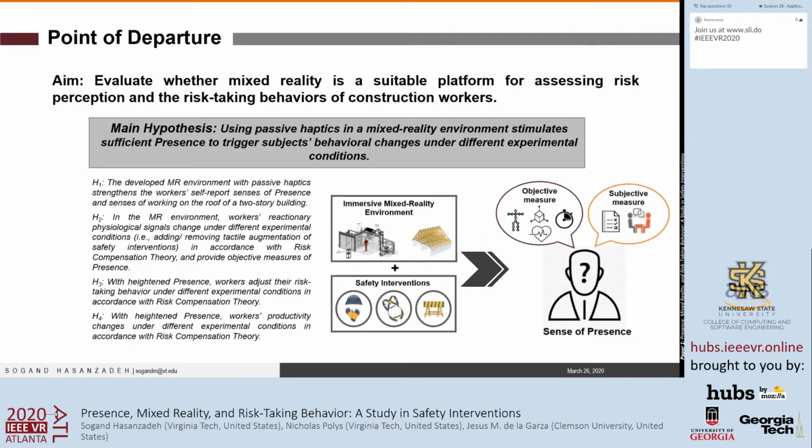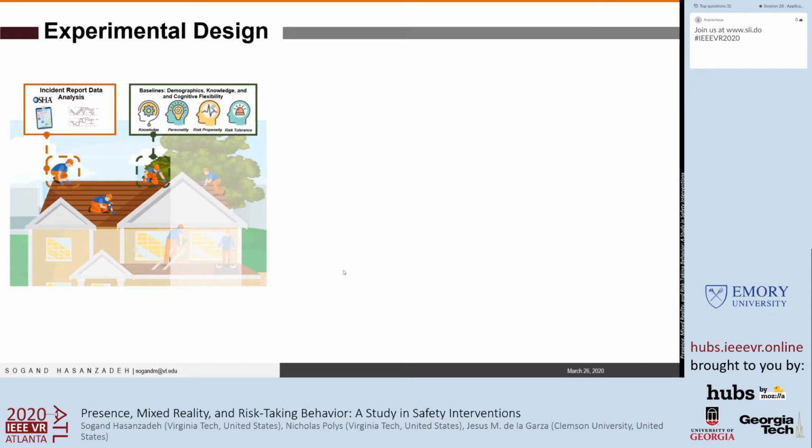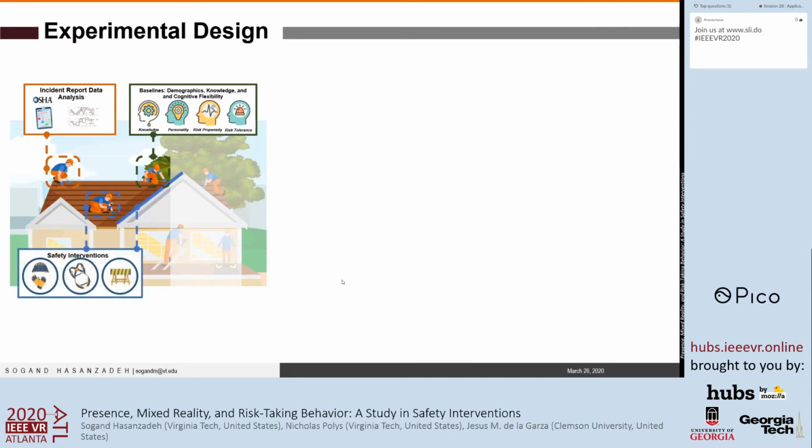In this presentation, we evaluate whether mixed reality is a suitable platform for assessing the risk perception and risk-taking behavior of construction workers. Among all trades, residential roofers are disproportionately exposed to fall hazards when installing shingles, although they were provided with the required fall protection system. So we want to focus on residential roofers and ask them to install shingles. But to objectively monitor the risk compensatory behavior of workers when they are on a roof installing shingles, the first option is to do it in the real world.